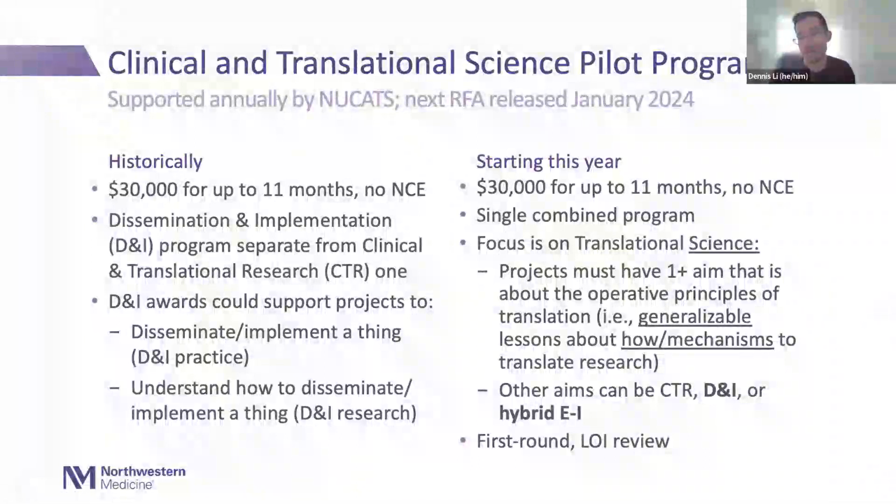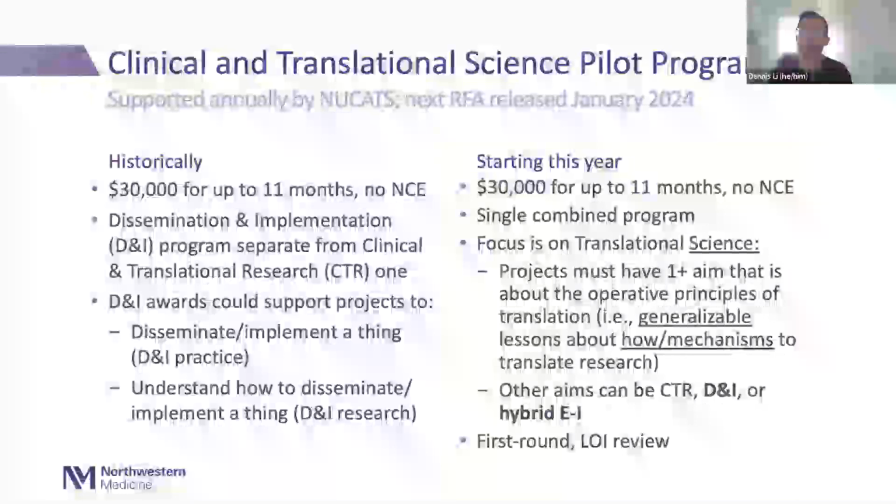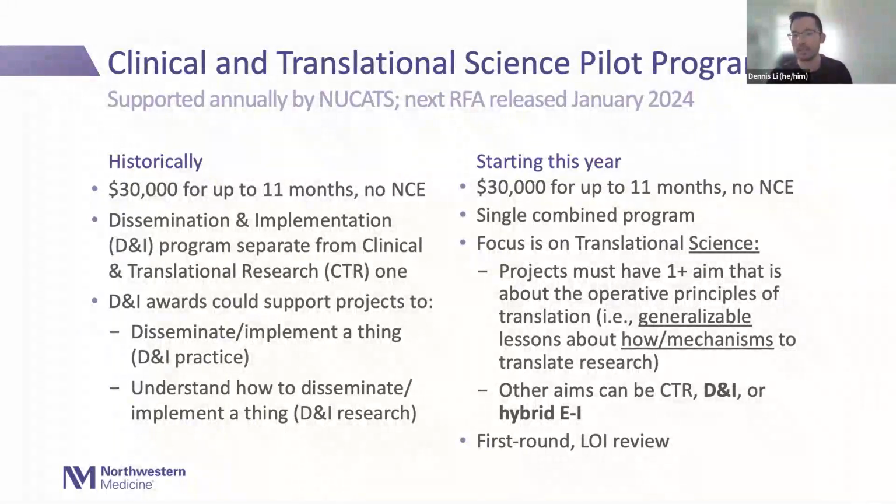So the main one that I want to talk about is the Clinical and Translational Science Pilot Program that is supported annually by NewCats. The RFA is released in January every year, so you have about 6 months to think about the next one and plan for it. And historically, these have been about $30,000 for less than a year's worth of time. They don't have a no-cost extension associated with them, so they do have to be small projects that can be feasibly completed within that time period. And that has to do with how NewCats funding kind of moves from year to year.